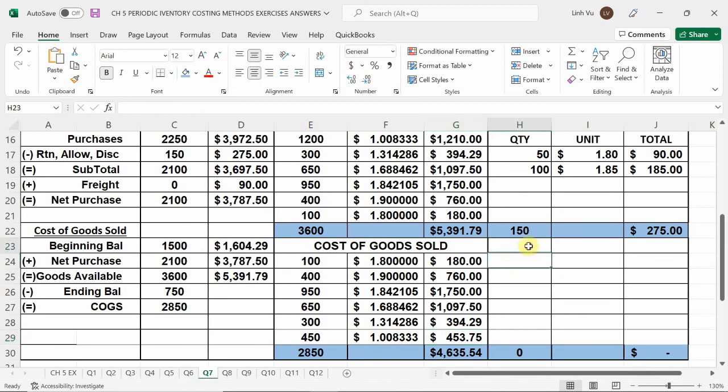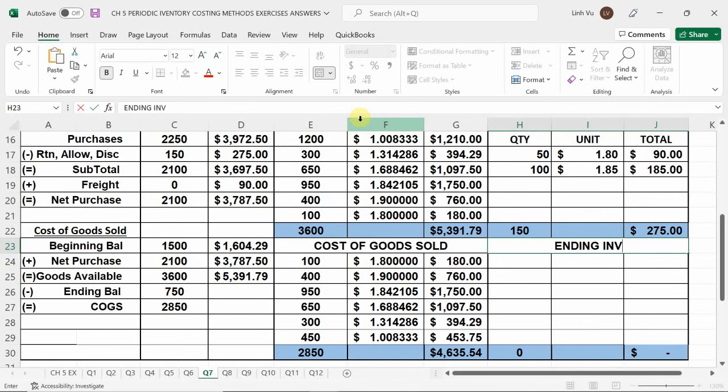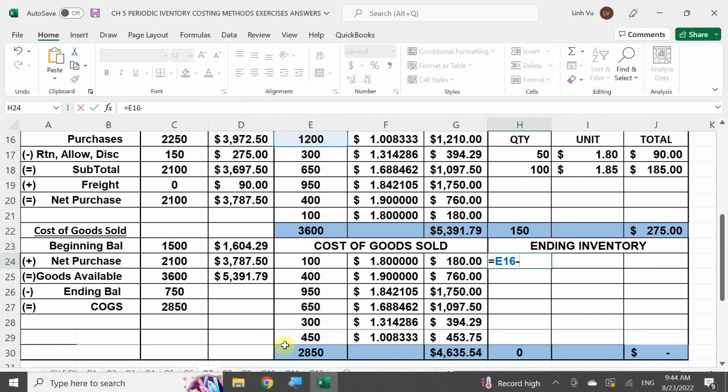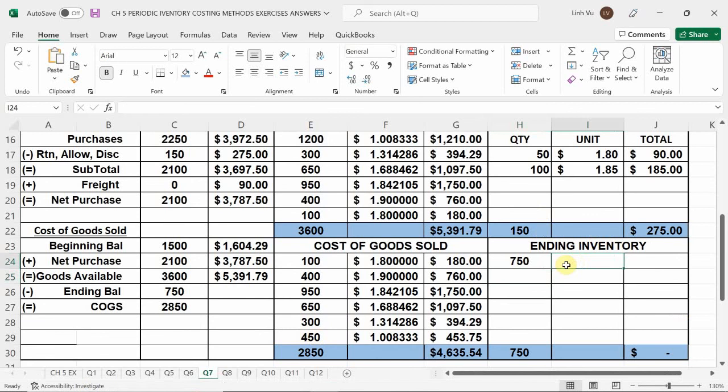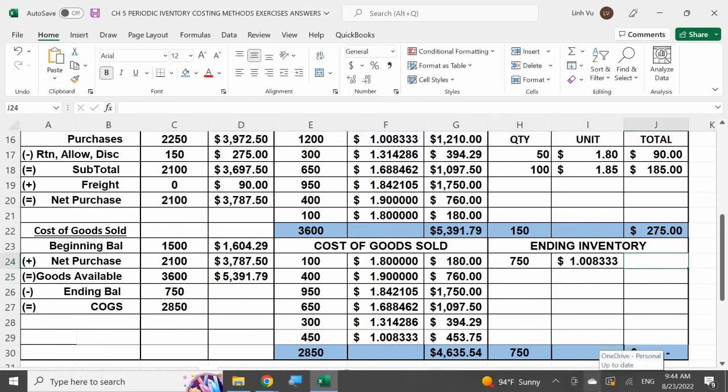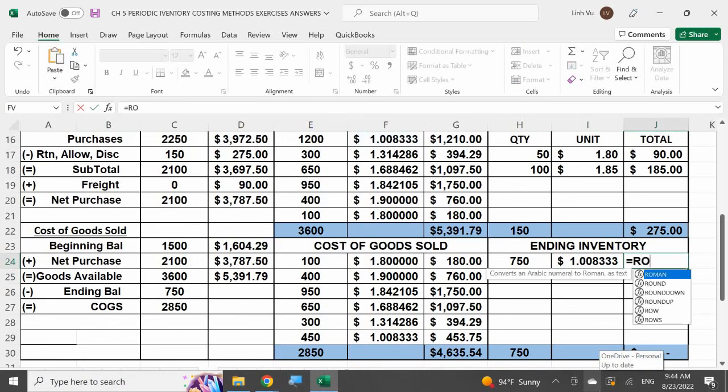So in this case, if you were looking at your ending balance of inventory here, right? You mentioned the 1200 and we took 450 out of it. So you should be left with 750 exactly. All right, and we know that 750 is that dollar 0.83333. So you can also run your formula here as well.